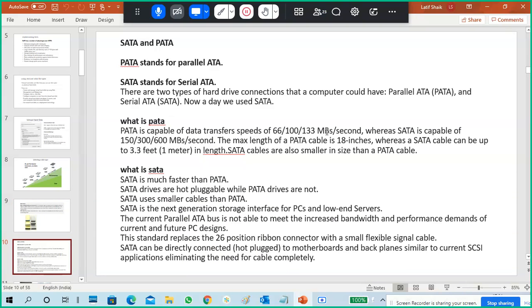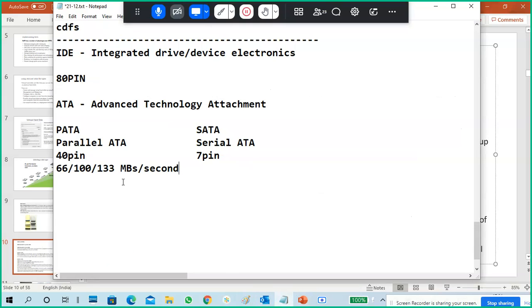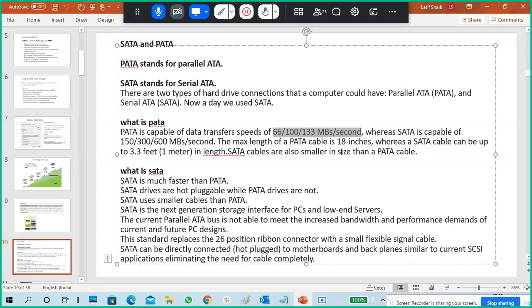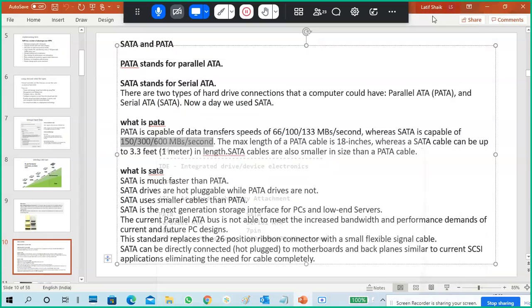Looking at the data transfer speed of PATA, SATA is faster than PATA. It is hot pluggable, with smaller cables than PATA.